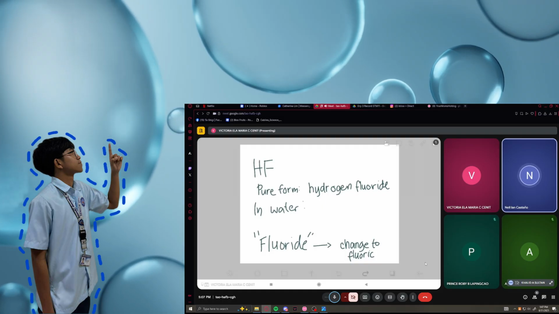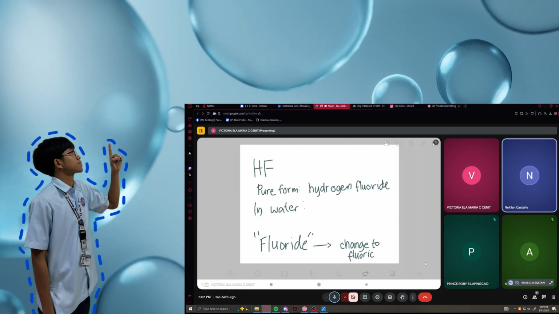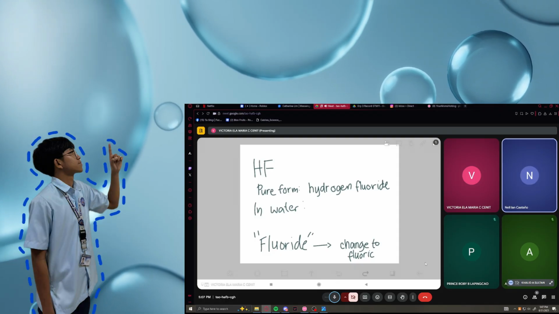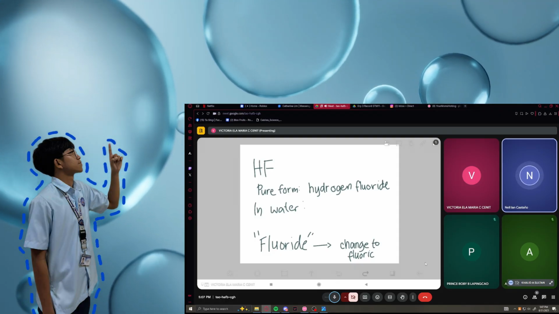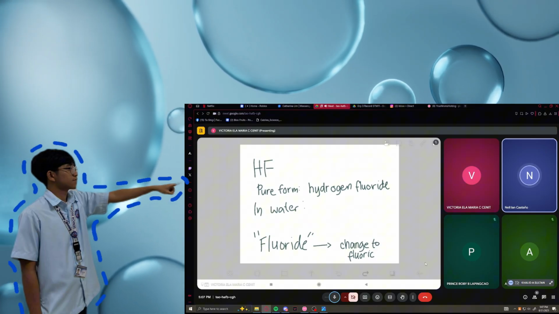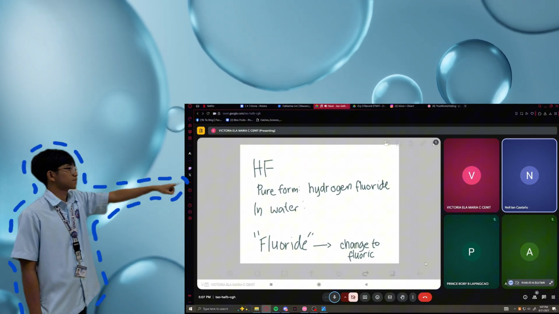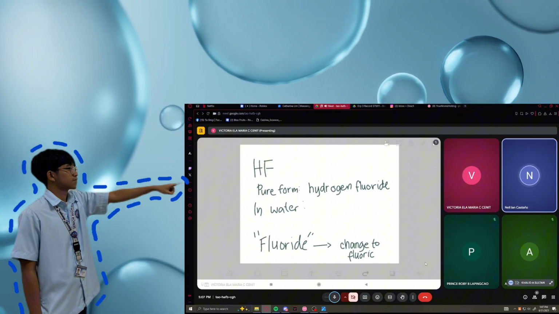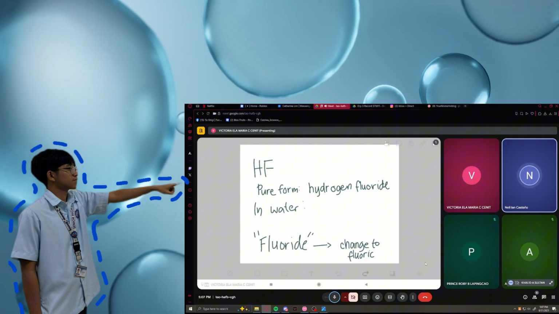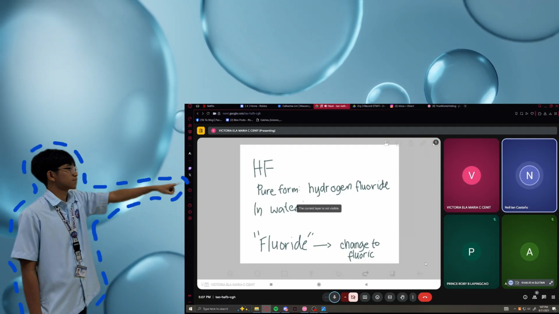For example number one, HF. The pure form of HF is hydrogen fluoride. Now, when dissolved in water, we take hydro, then the root word fluor, then add ic and acid. Now it's hydrofluoric acid. Change fluoride to fluoric.